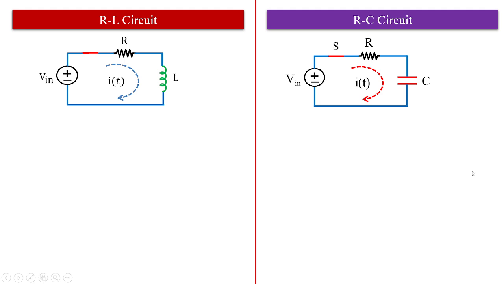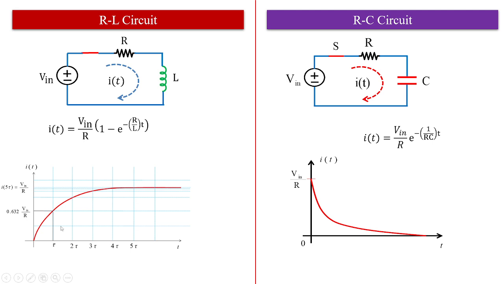So what we should know from our previous classes, the difference between RL and RC circuit: when the switch is closed and the current starts flowing, the current through the RL circuit is obtained to be V in by R into 1 minus e to the power of minus R by L into t, whereas in the RC circuit, i of t is given by V in by R e to the power of minus 1 by RC into t. What is the difference? The current through RL is increasing, whereas the current through RC is exponentially decreasing. So this is the basic difference between RL and RC circuit.